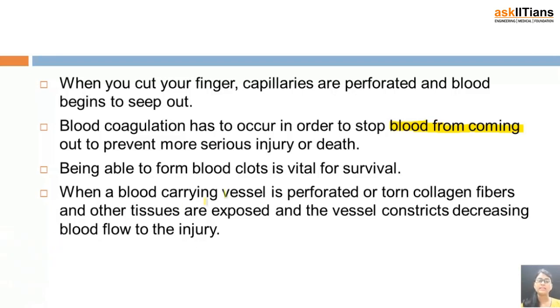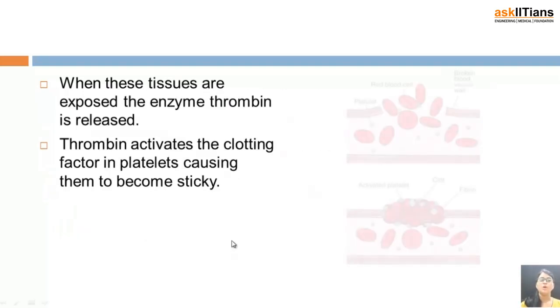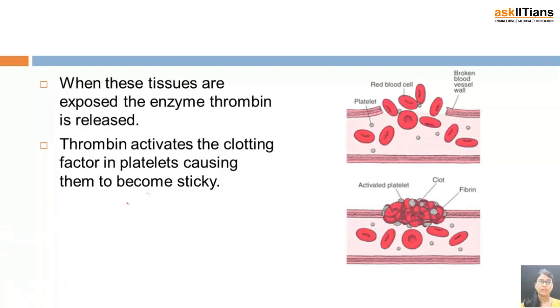When a blood carrying vessel is perforated or torn, what will happen? Collagen fibers and other tissues will be exposed and the blood vessel will start to constrict, and this constriction of the blood vessel will decrease blood flow to the part which is injured. When these tissues are exposed, what happens? Enzyme thrombin is released. This thrombin activates the clotting factors in platelets and causes them to become sticky.